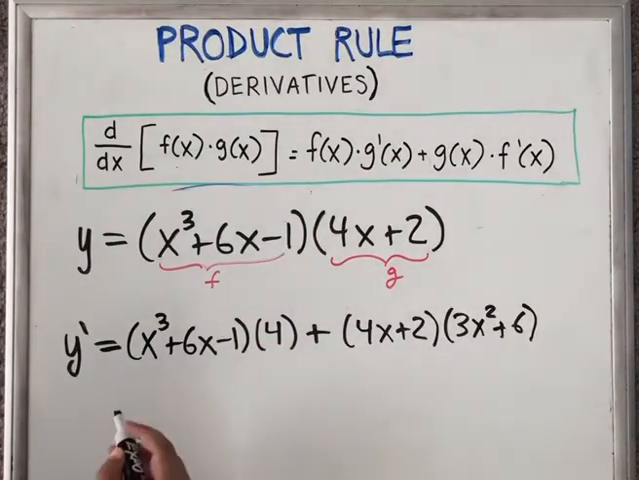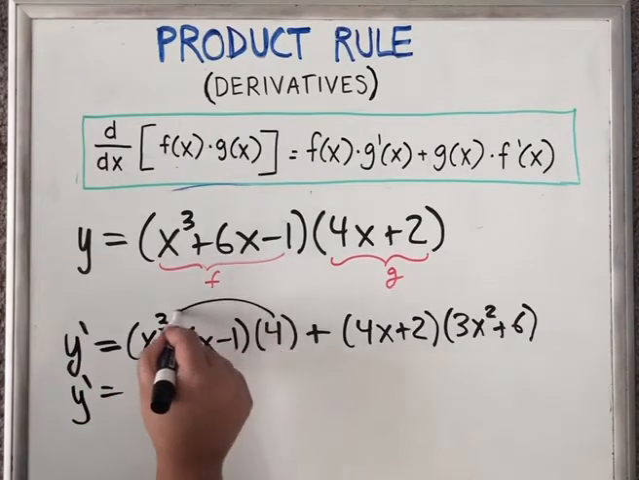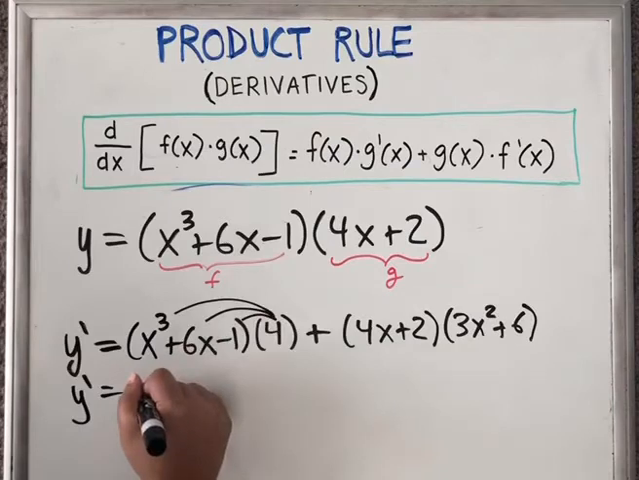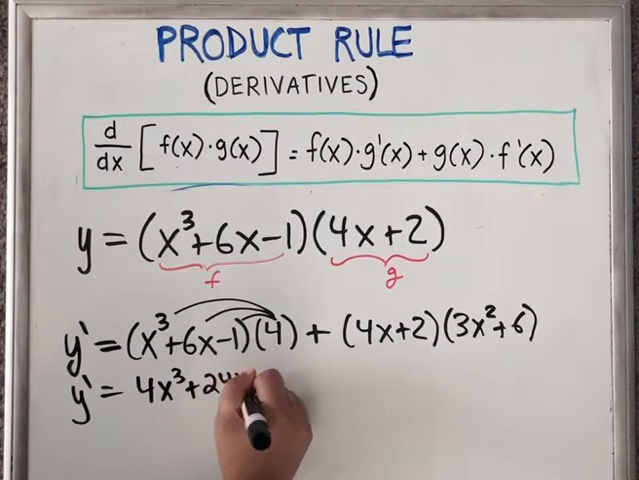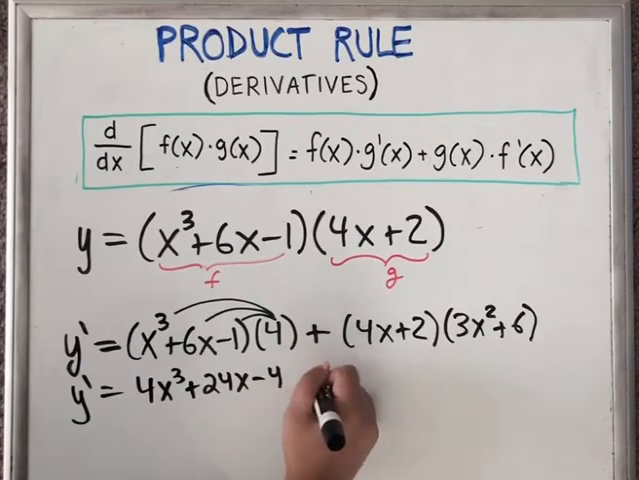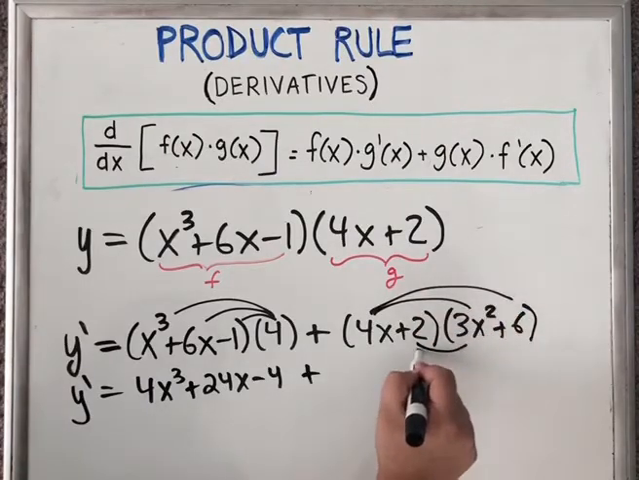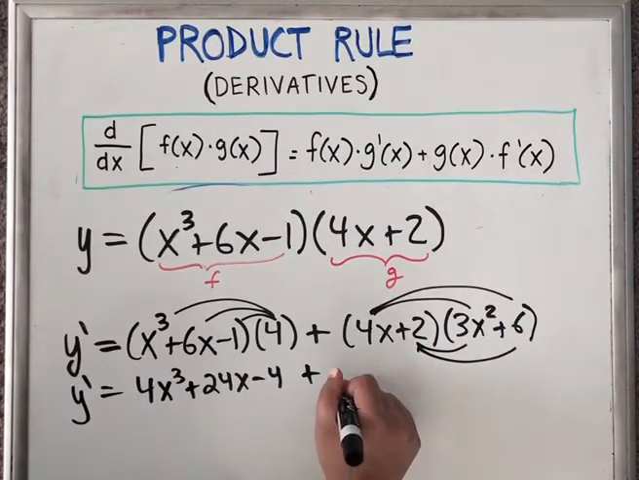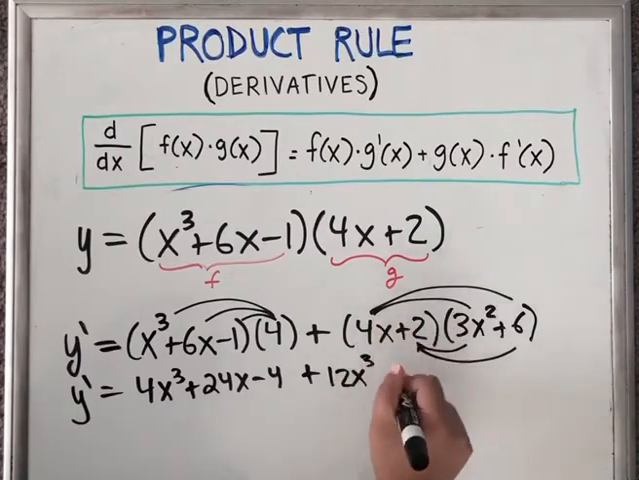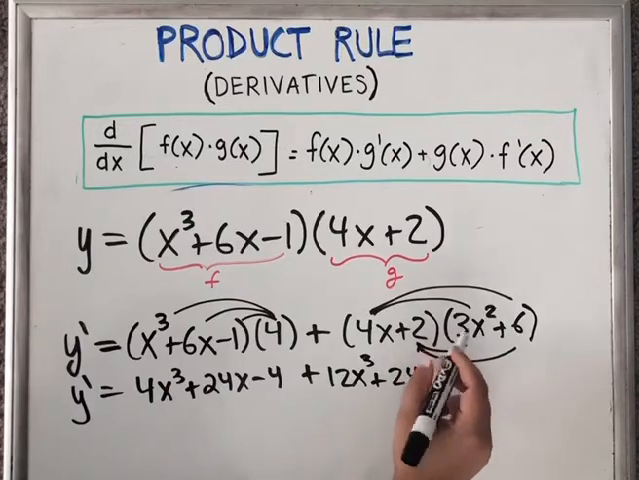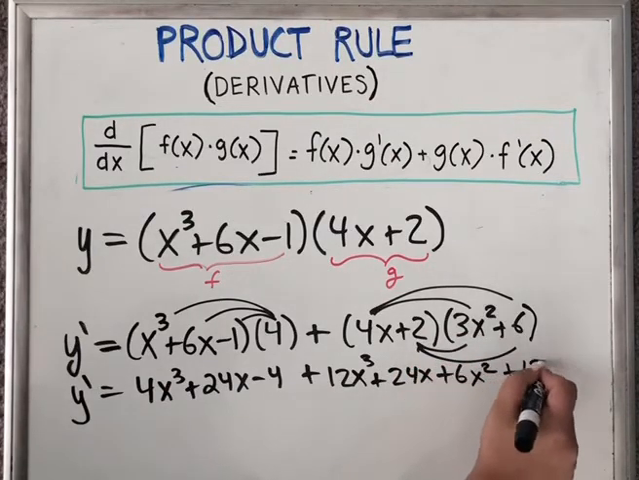So we can go ahead and clean this up a little bit. y prime is going to equal, we're just going to distribute this 4 out here. So we should get 4x cubed plus 24x minus 4. And our plus sign. Again, we're going to distribute this out here. So it's going to give us 12x cubed, plus 24x, and plus 6x squared, and plus 12.